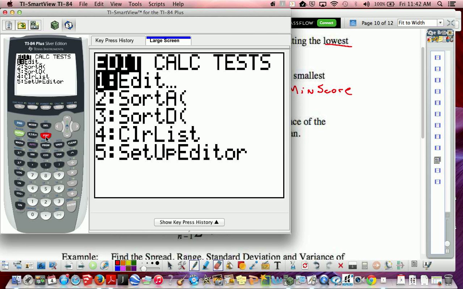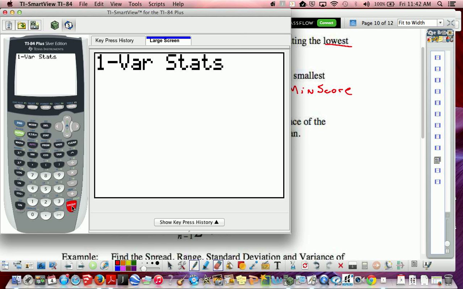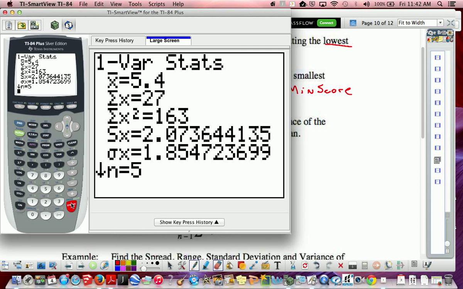I was backtracking. But what we want to do is calculate the standard deviation. So go over to calculate. This is a menu that you were using back in your Algebra 2 days. We're going to select one variable statistics. Now, if your data is in a different list, you have to type the list after it. If your data is in list 1, that's the default list. So when you hit enter, it's going to do everything on list 1.